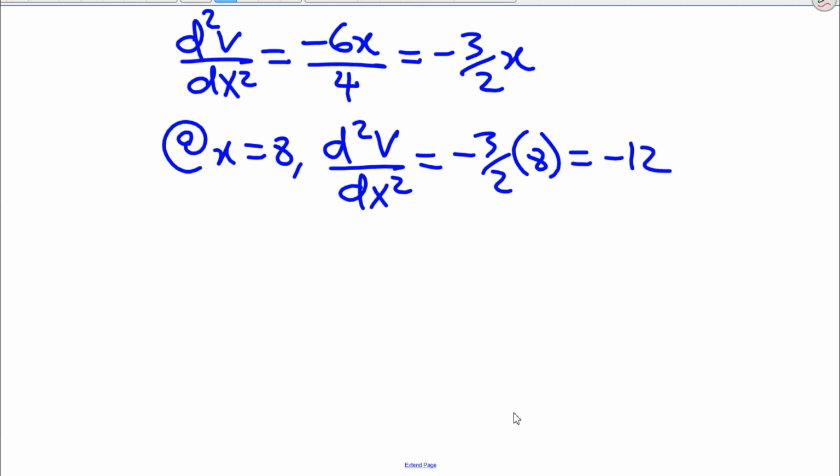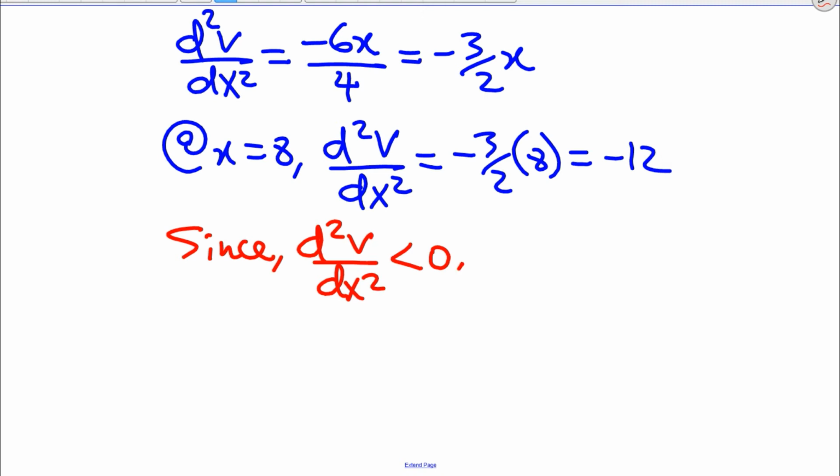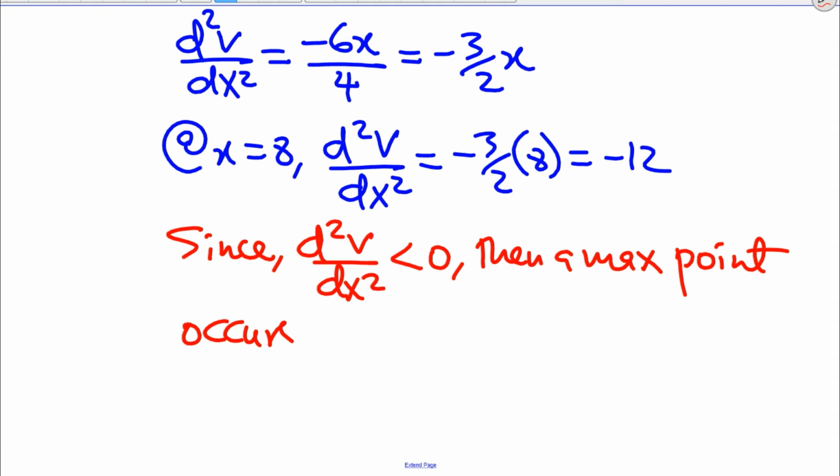So we can say that since the second derivative at this point is less than 0, then a maximum point occurs when x is equal to 8. Okay, so a maximum point occurs at this point. So we have confirmed that, we've justified.